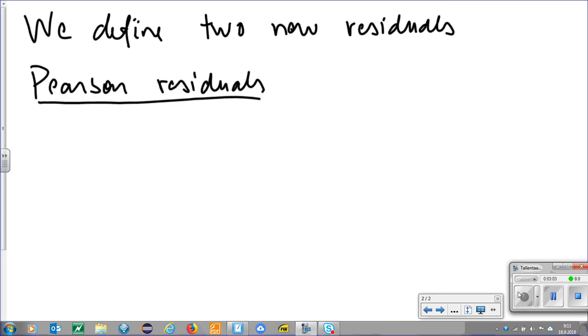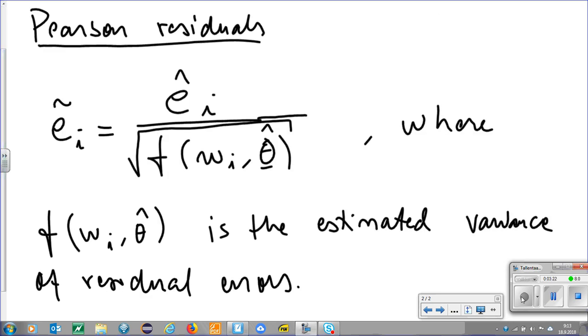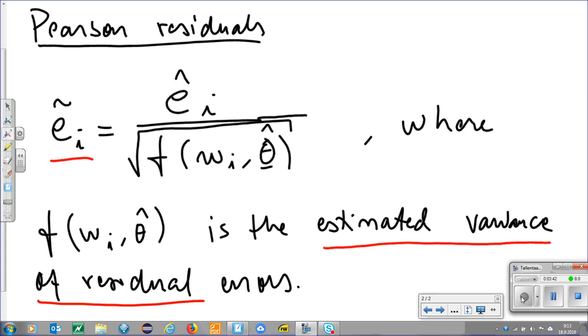The first one is the Pearson residual. It is sometimes also called the standardized residual, but actually standardized residuals mean a slightly different thing in theoretical statistics, so it's better to call it the Pearson residual. We denote these Pearson residuals by e tilde i, and it is defined by dividing the raw residual e hat i by the square root of the estimated variance of residual errors.